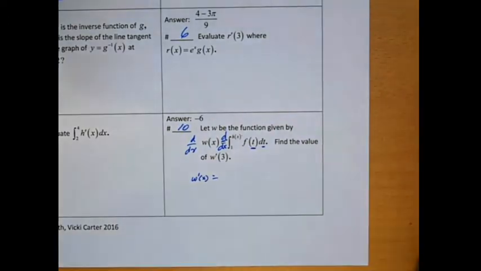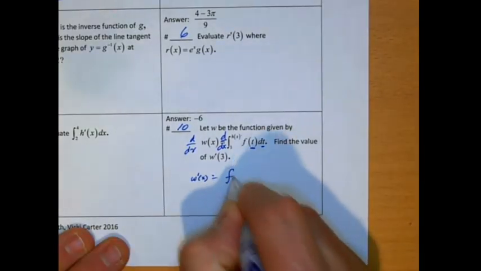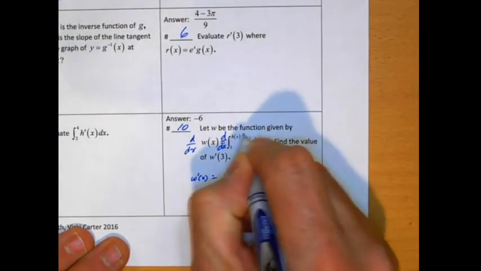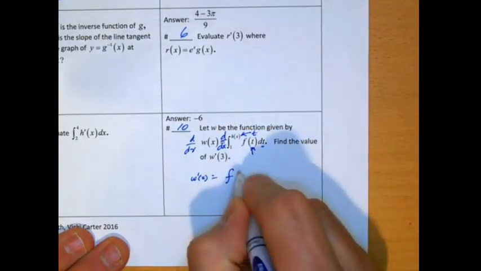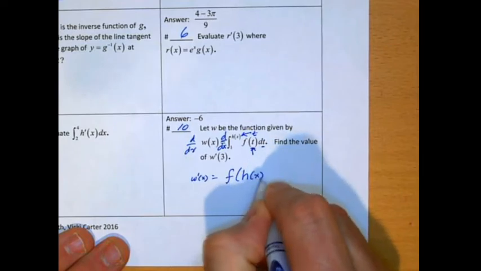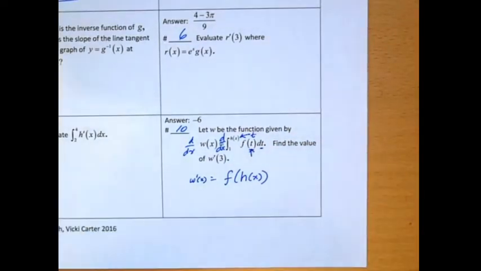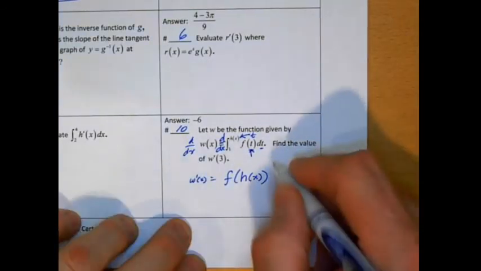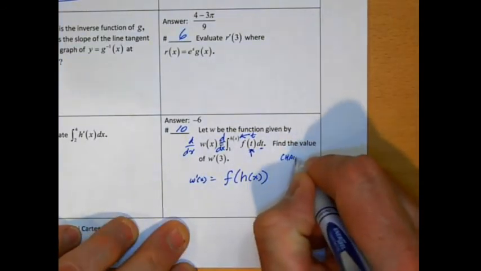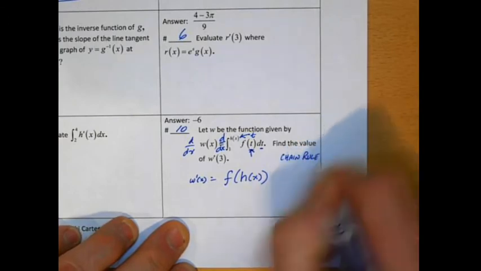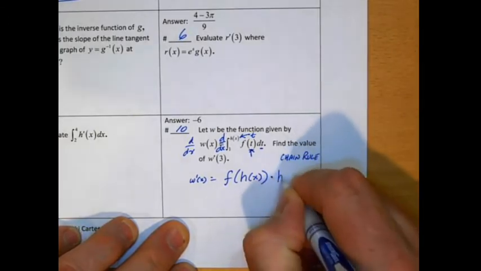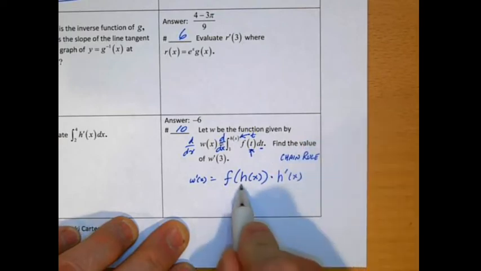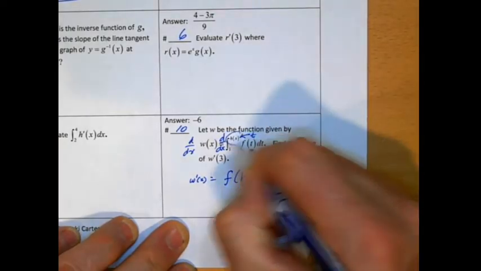Anytime that you see a function in there, this is going to be f of, and this t is going to be this value up there. So if you notice, it's going to be a composition. When I put it into a composition like this, I have to consider the chain rule, so what I have to do is multiply by the derivative of this function.